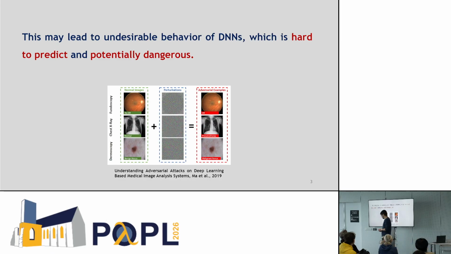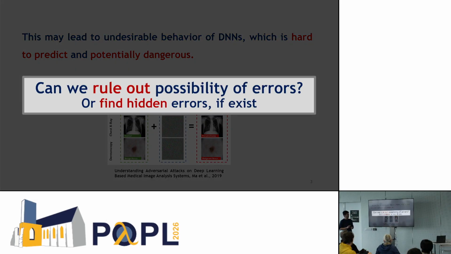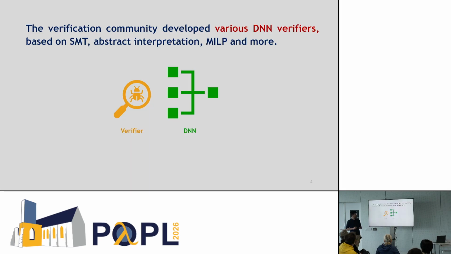And what we keep in mind, as an example, is what we call adversarial examples. We have a classifier that classifies images, and it correctly classifies some images. But if we perturb this image by a little, in a way that the human eye cannot see, then it makes the classifier go wrong. So we would like to ask, well, can we rule out the possibility of error, or at least have some guarantee to find one if it exists? And to address this question, the verification community has developed a variety of verifiers based on a variety of techniques: SMT, abstract interpretation, MILP.